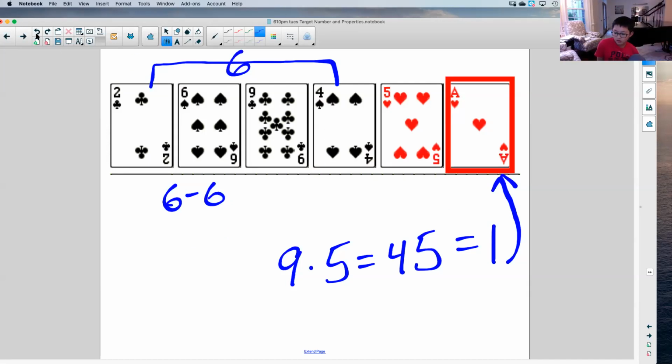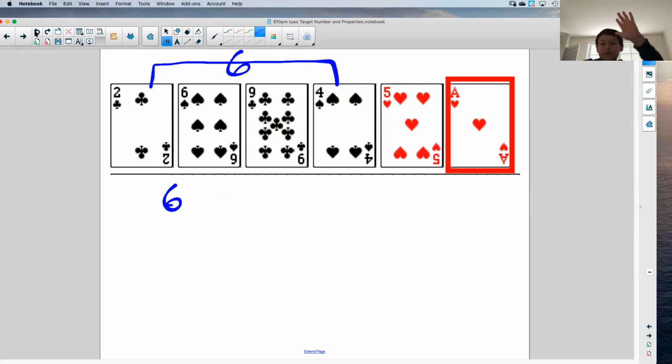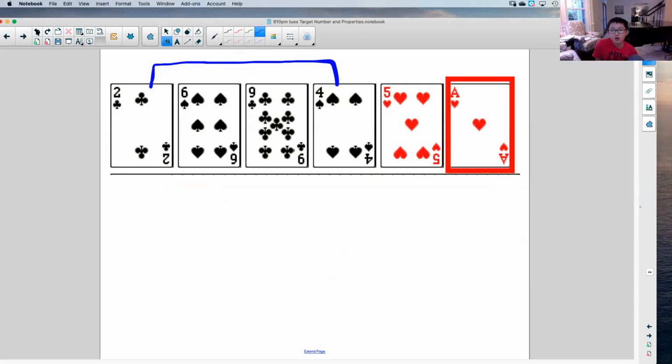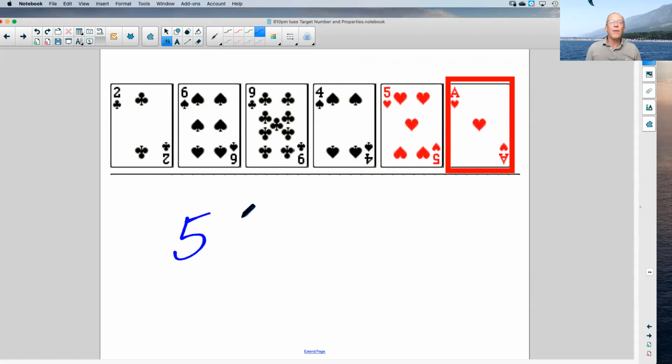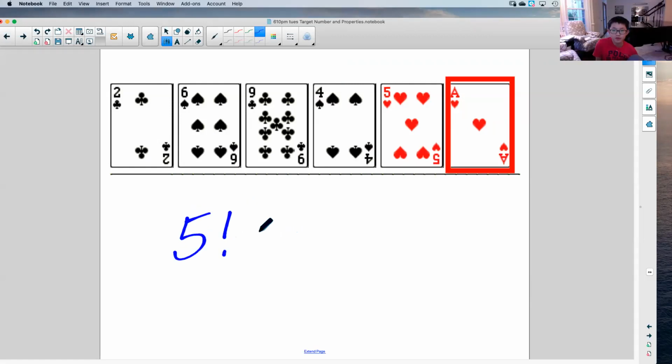Andreas, go. Okay, so I have an elegant one. So 5 factorial minus 4 factorial. Whoa. 5 factorial divided by 4 factorial.